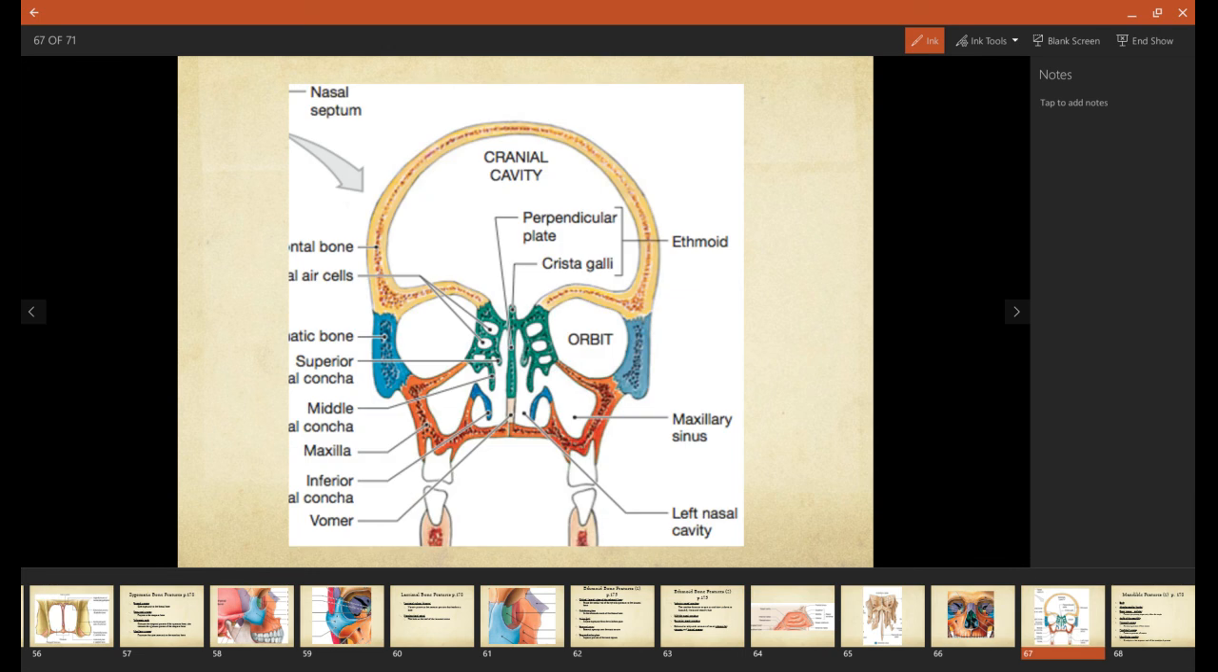Now in this picture, again, we see those nasal conchae, superior, middle, inferior, but you can also see all these ethmoidal sinuses, which are the actual spaces, and then the lateral masses in between them.